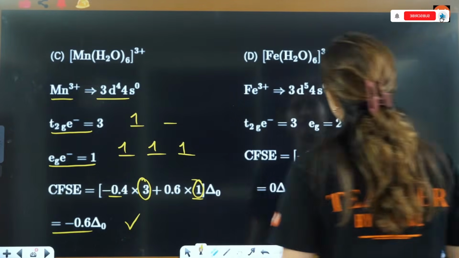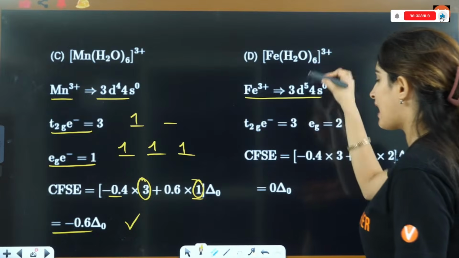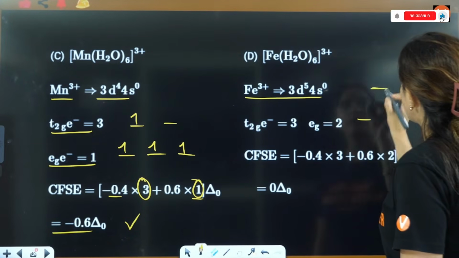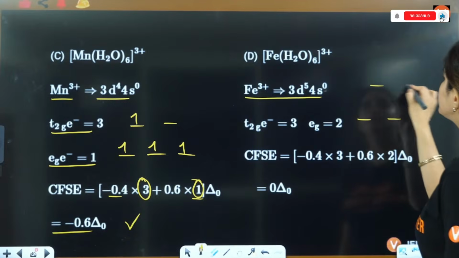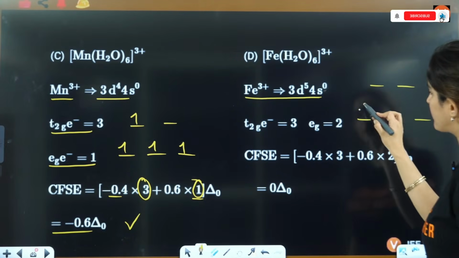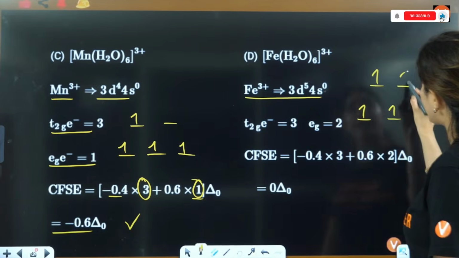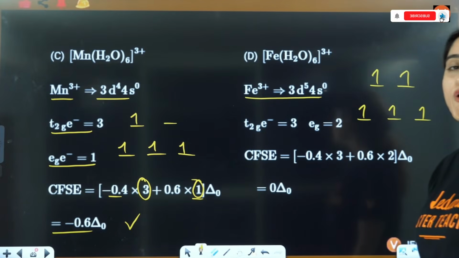Then you have Fe(H2O)6. Iron has this electronic configuration 1, 2, 3, 1, 2. How do you write the 5 electrons here? 1, 2, 3. Now this is a weak field ligand, that's why the other 2 electrons will go in the higher orbitals.